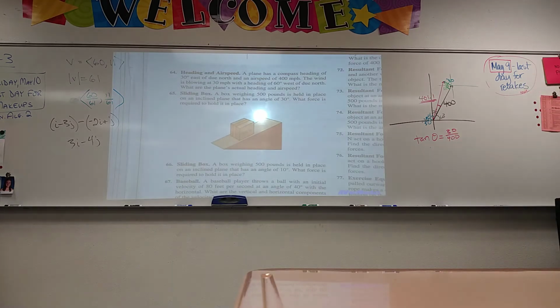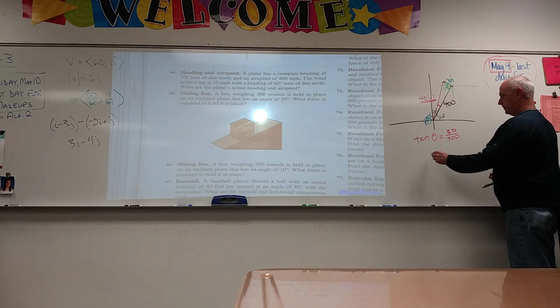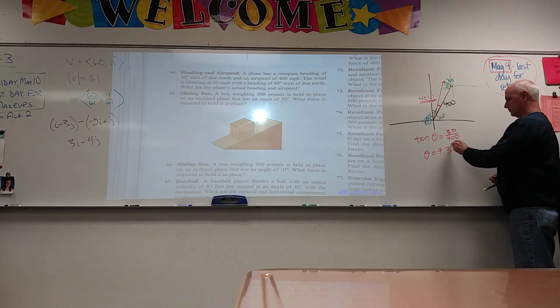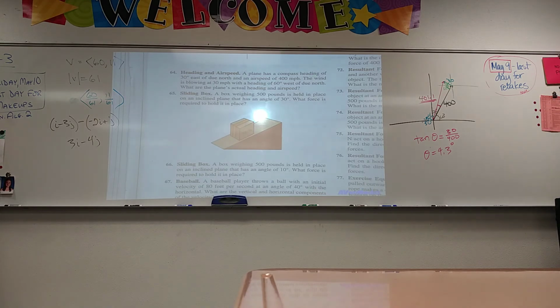Okay. Could we have used law of sines here? Yeah, that's a pain in the butt. I don't know why I would, because we have a right triangle, and since we have a right triangle, we don't need to use law of sines or law of cosines. Tangent of theta equals 30 over 400. Theta equals 4.29. Yeah. Theta equals 4.3 degrees.